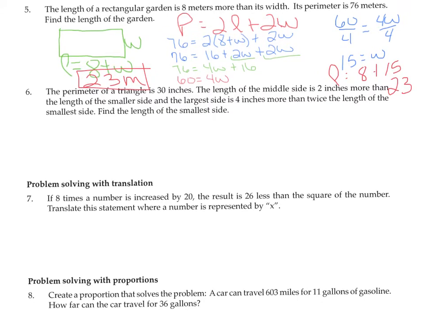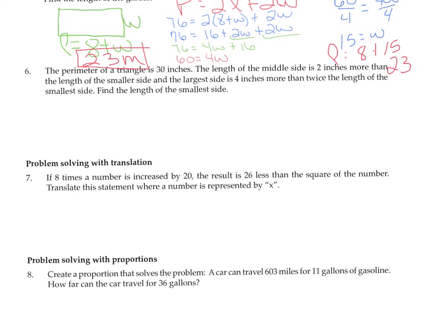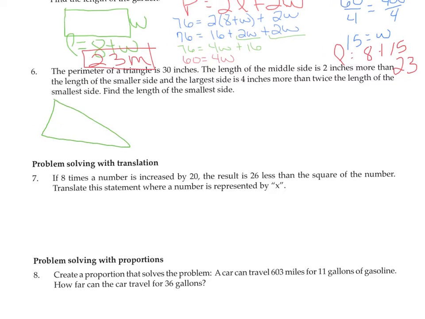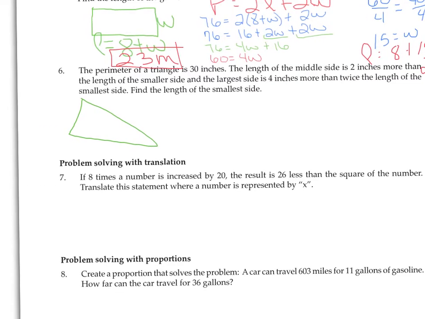All right, on the next question. The perimeter of a triangle is 30 inches. The length of the middle side is 2 inches more than the length of the smaller side, and the largest side is 4 inches more than twice the length of the smallest side. Whew! Find the length of the small side. All right, we're talking about a triangle here. And obviously it has 3 different sides, 3 different length sides. So we can label them as the smallest side, the medium side, and the larger side.